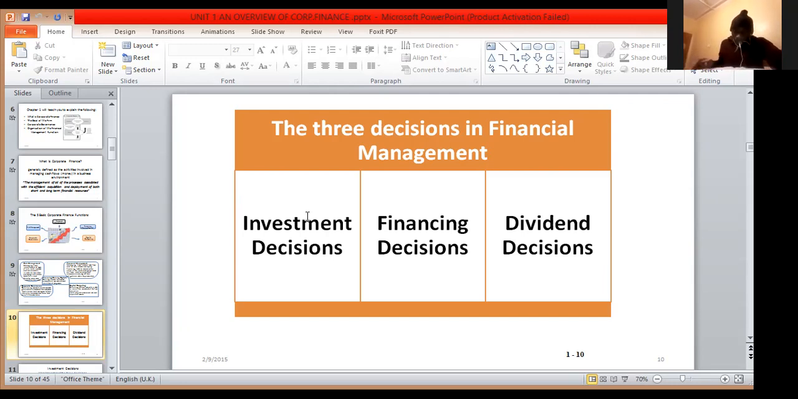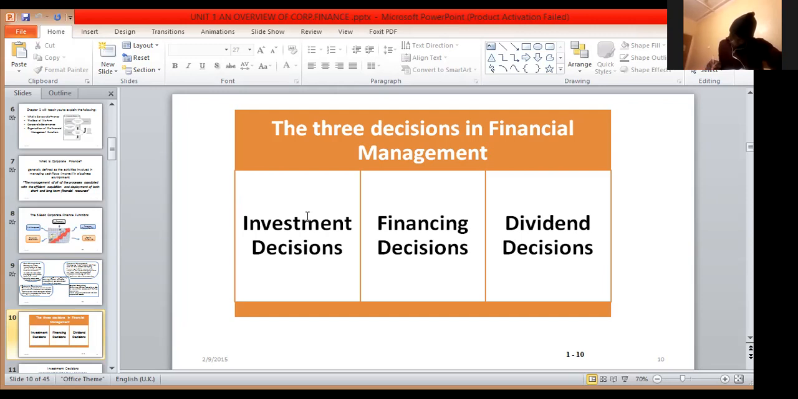The second decision that is made in financial management is the financing decision. We are in the process of raising capital. How are we going to raise our capital? If we want to raise some money to invest, how are we going to raise this money? These are the decisions that are called financing decisions. How do we raise the money that is needed?